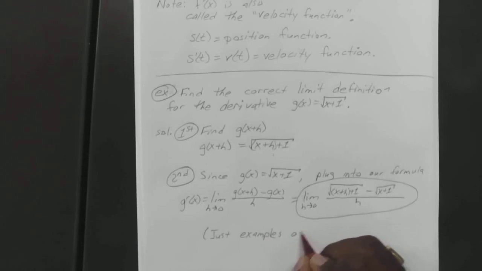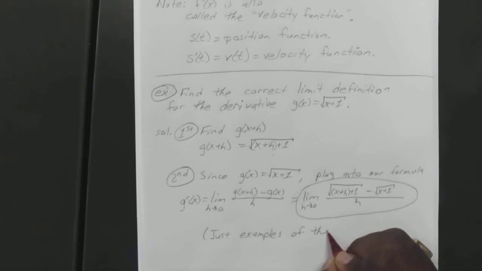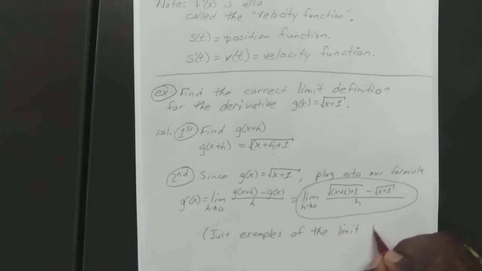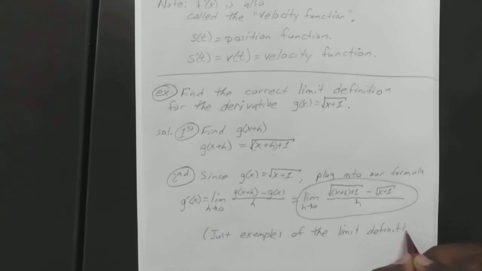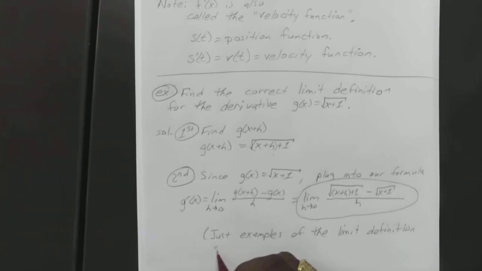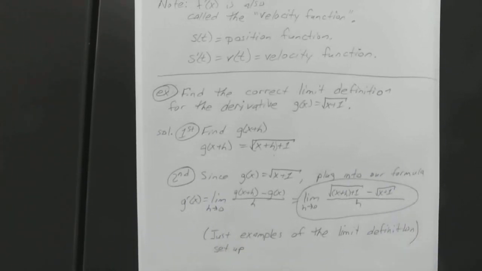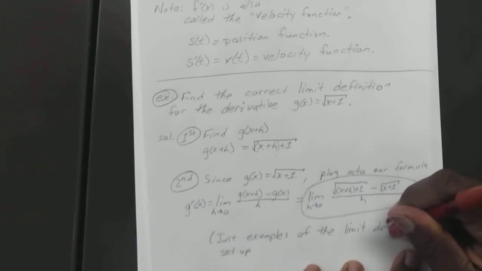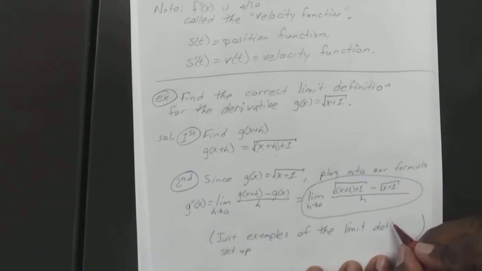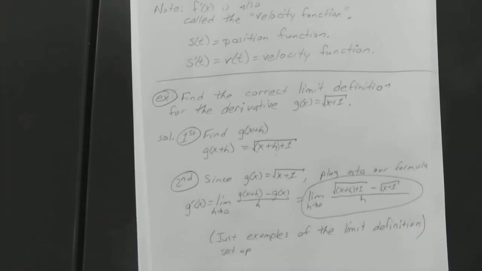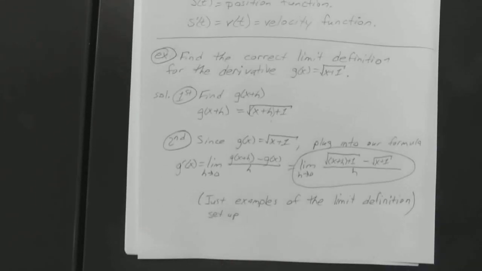Just examples of the limit definition setup. That was a little bit messy. Now, when we actually start to solve the limits, then it gets a little bit lengthy. Okay, any questions on this one? All right.